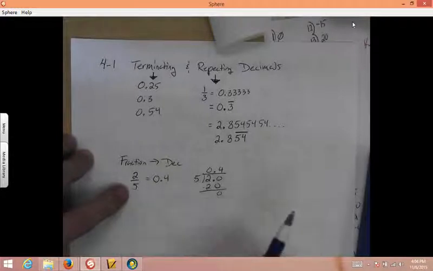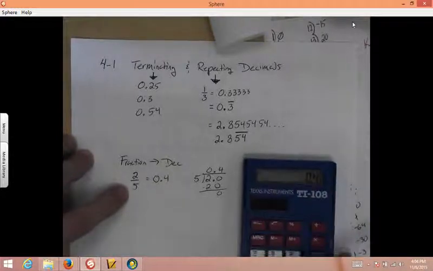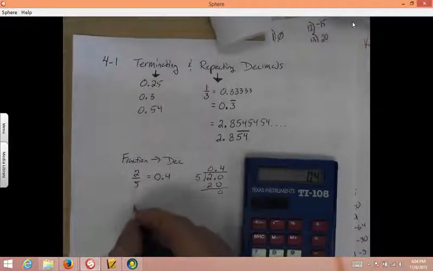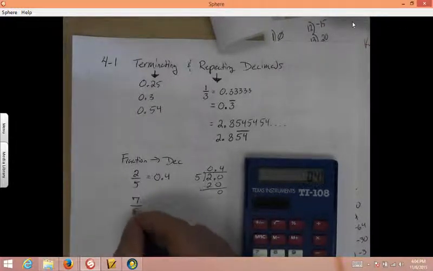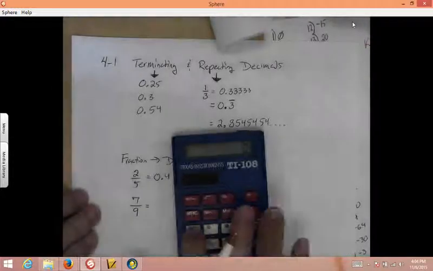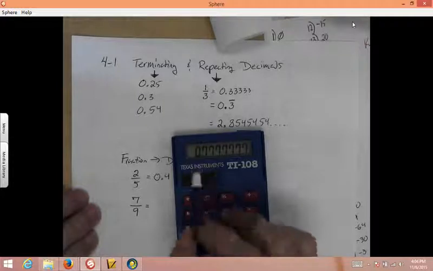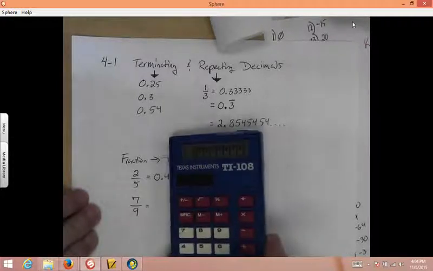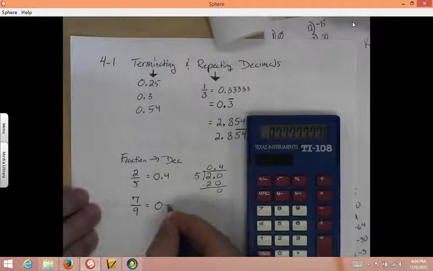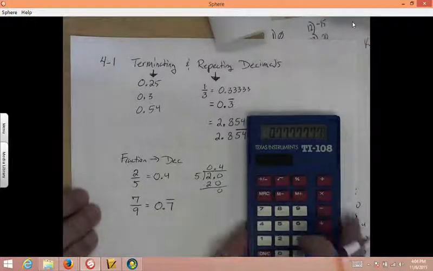That's it. Done. And if you get a repeating number and you have to use bar notation, that's fine. Just make sure that you use it. For example, let's say we had 7/9. If we go on our calculator, 7 divided by 9. There we go. So a whole bunch of 0.77777. So I'm just going to write the bar notation over the 7 because that repeats.